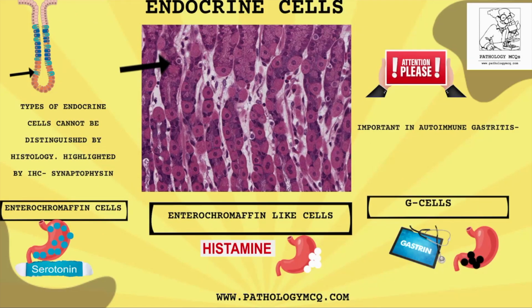Endocrine cells are of three types. The enterochromaffin cells, which are responsible for the production of serotonin, are present in all parts of the stomach. The enterochromaffin-like cells, which predominantly produce histamine, are present exclusively or concentrated in the body of the stomach. G cells, which secrete gastrin, however, are exclusive to the antrum of the stomach. We'll be looking at its clinical significance in a while.